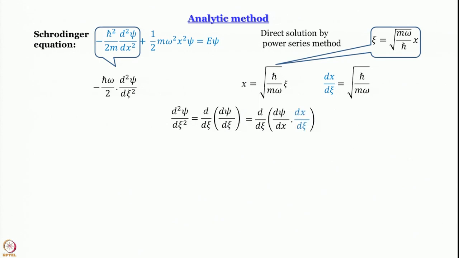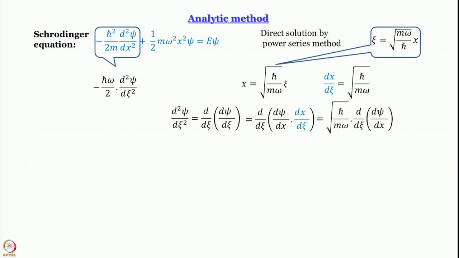So, what is d psi d xi? d psi d xi is d psi dx multiplied by dx d xi. I hope all of us are familiar with changing the variable during differentiation. This is how we do it. So, d psi d xi is equal to d psi dx multiplied by dx d xi. That is what we are going to use. And then we are going to differentiate it with respect to xi once again. So, let us do that.